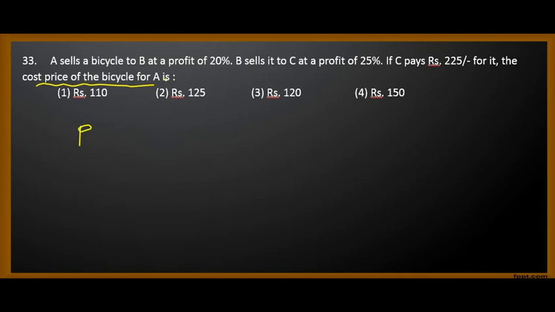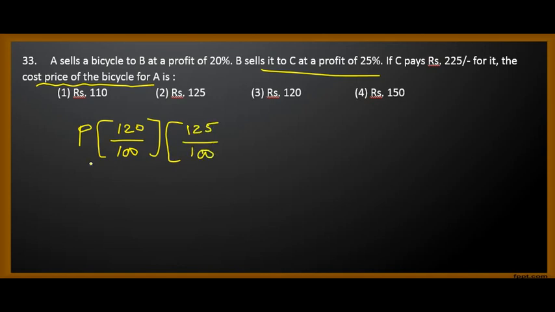Let the cost price of the bicycle for A be P. Now A sold it to B at a profit of 20%. It means the selling price will become P into 120 by 100. At the same time, this is the cost price for B. Now B in turn sold it to C at a profit of 25%. So it becomes 125 by 100, because this is the cost price of B. On this he is selling at a profit of 25%. This will become the cost price of C.